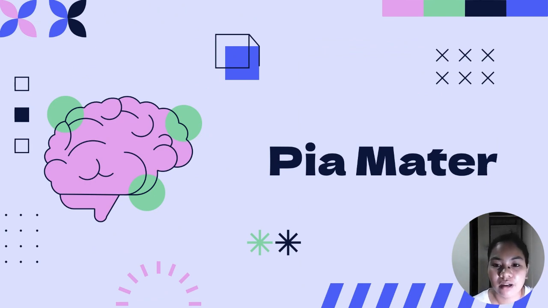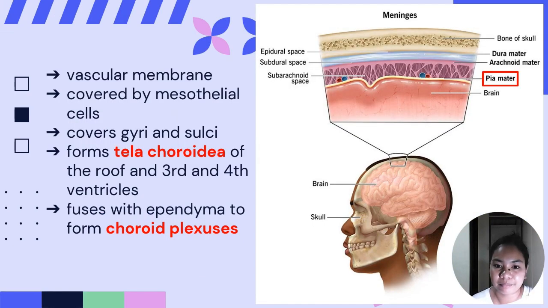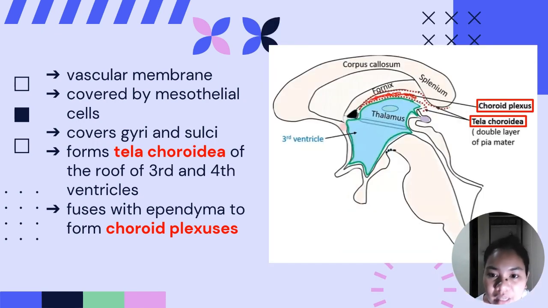Now let's move to the innermost layer, which is the pia mater. It is a vascular membrane covered by mesothelial cells, it covers the gyri and sulci, and it forms the tela choroidea of the roof of the third and fourth ventricles. It fuses with the ependyma to form the choroid plexuses.